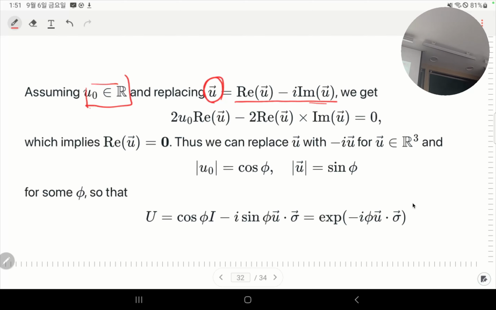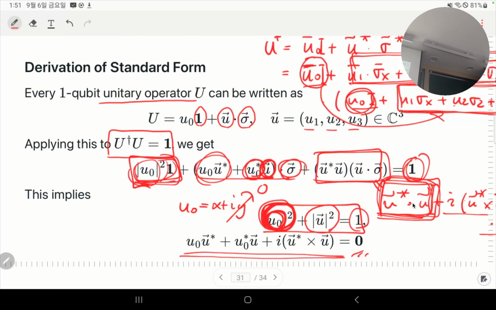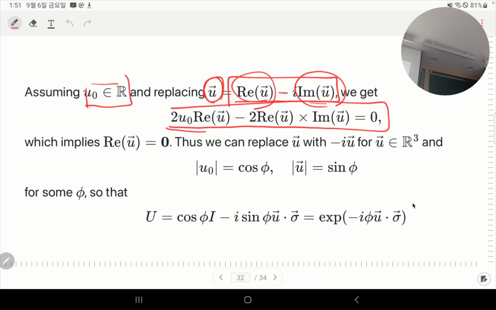We need to figure out what the components of this vector are. However, if you replace it with the real part and imaginary part, and I intentionally put the minus sign here, after you plug this setting in here, you need to get this equation. You can read through the slide later to find out why this is true. Look at this equation carefully. The real part of u and the imaginary part of u are both three-dimensional real vectors. If you take the cross product of these two vectors, you get a vector which is perpendicular to both of these vectors, right? So this is perpendicular to real u and imaginary u.